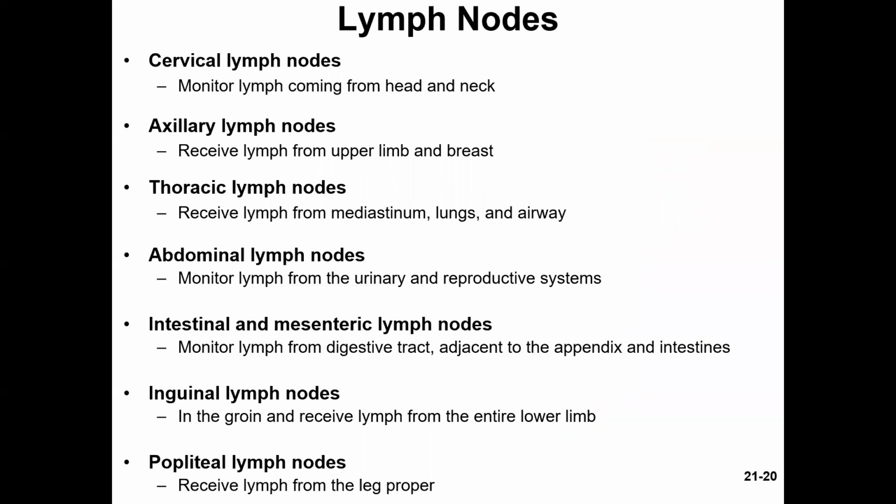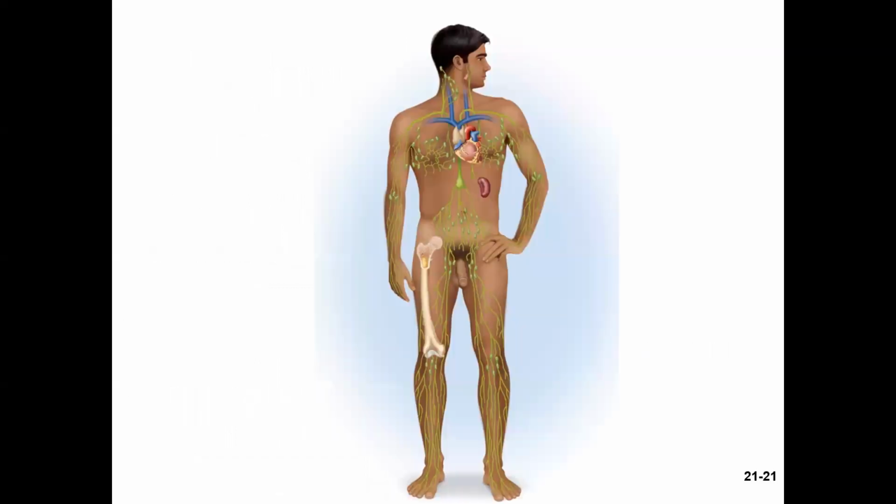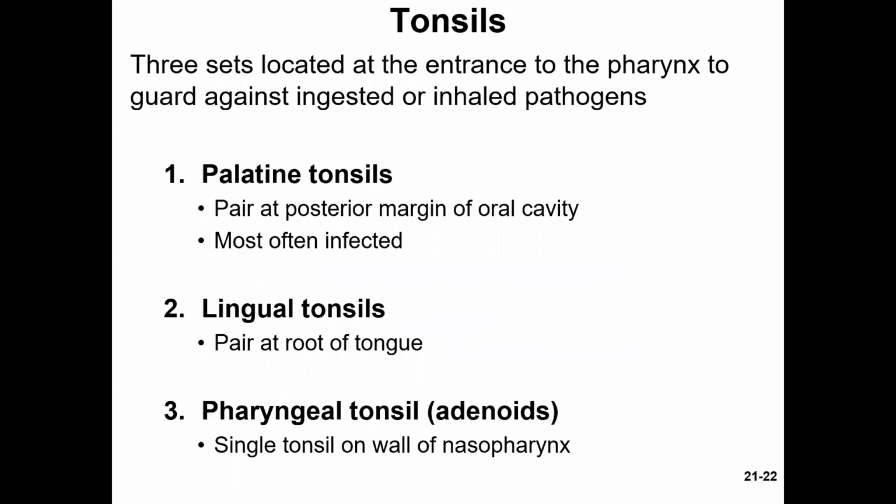We have intestinal and mesenteric lymph nodes, which monitor lymph from the digestive tract, adjacent to the appendix and intestines. We have inguinal lymph nodes in the groin, and they receive lymph from the entire lower limb. We have popliteal lymph nodes, which receive lymph from the leg.